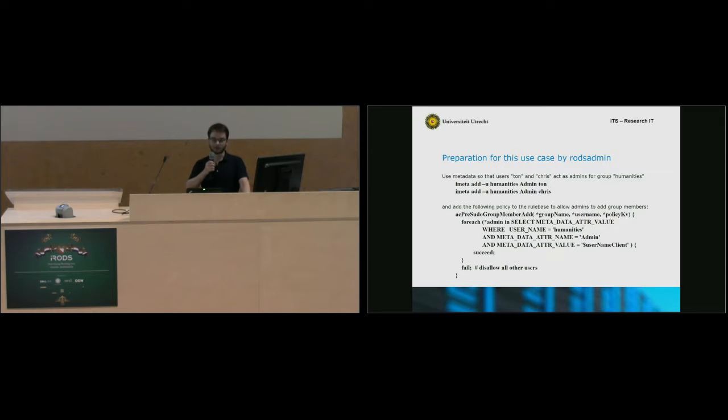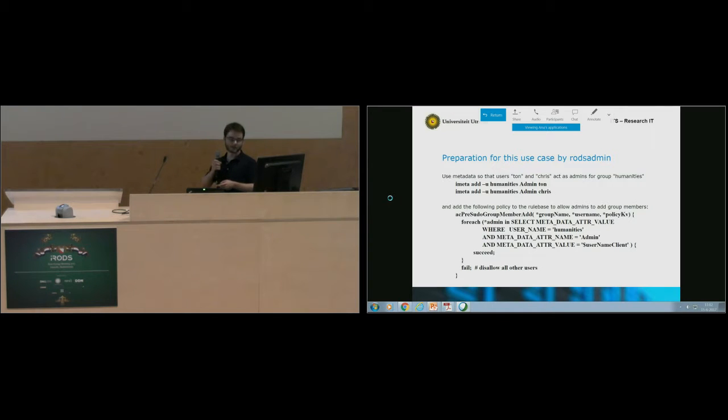The pre-proc policy gets the group name, the username, basically the parameters that are given to the microservice call, and they get, of course, the actor, the client that initiated the operation in username client. So it's a very simple example, but we check for the admin field in the humanities group and see if the username matches, and then we succeed. We allow the operation to happen. Normally, you probably check first if the group exists or not.